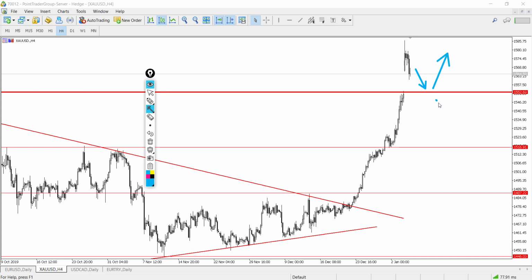On the other hand, if this level is broken to the downside, then we can go short targeting the level of 1550, 1535. So let's move to the American dollar against the Canadian dollar on the daily time frame as well.